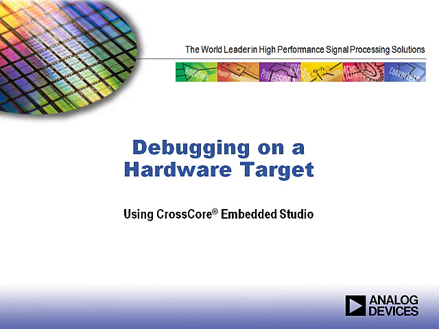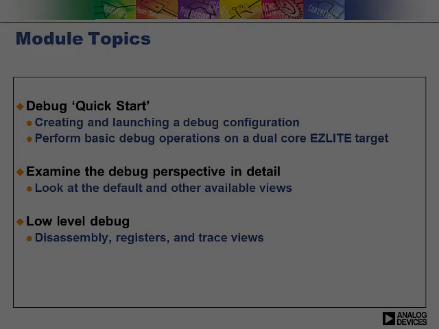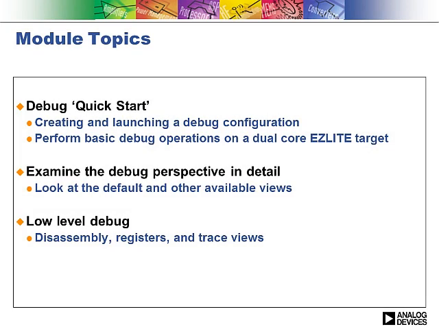In this module, we will examine the process of debugging projects on a hardware target using Cross-Core Embedded Studio. We will start the debug process by going through the steps of creating and then launching a debug configuration. The target will be an ADSP BF609 dual-core platform using a JTAG ICE. We will get familiar with how to load and execute a program, including how to step through the code.